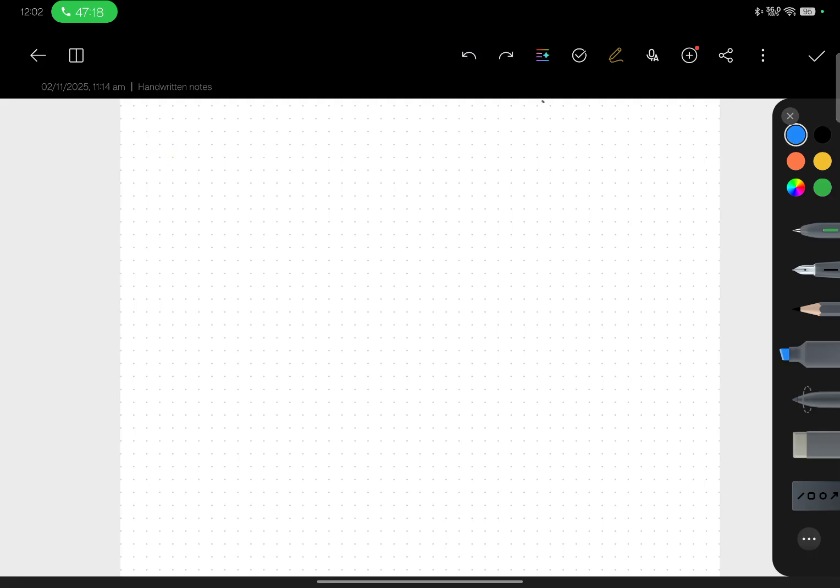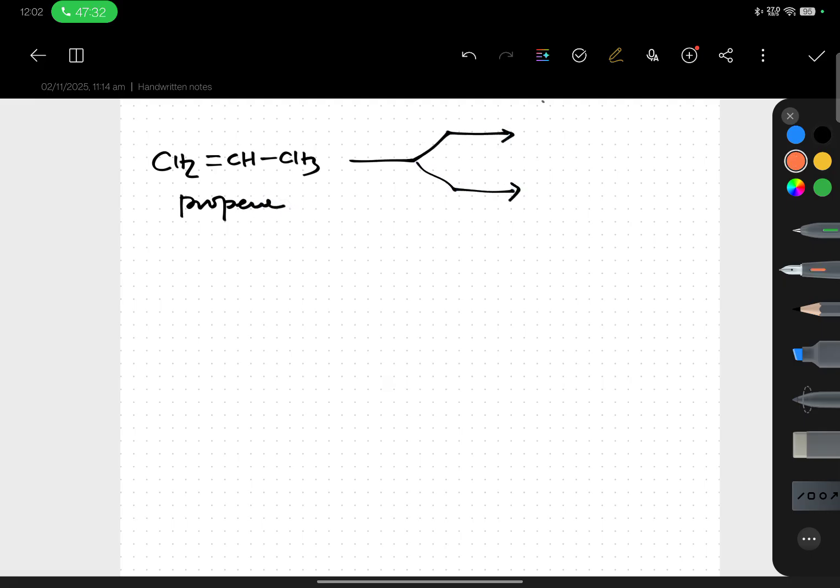Take the example of CH2 double bond CH single bond CH3. This is propene. So when you add HBr, remember this is negative, this is positive. Okay, so it can add on either side.